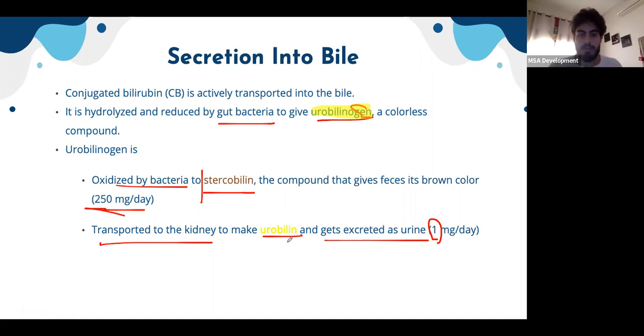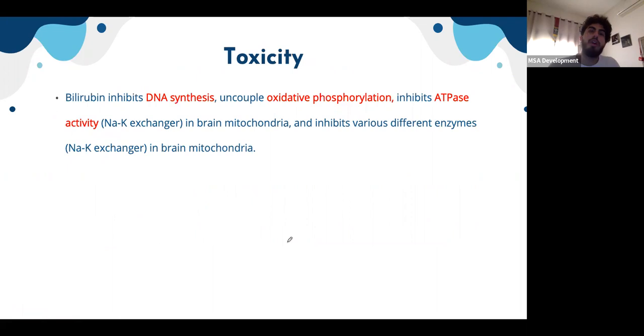Okay, all right. Now toxicity. So why is bilirubin toxic? Why is it bad for our body? Why do we need to get it excreted? It's because it inhibits DNA synthesis. Okay. It uncouples oxidative phosphorylation, so it messes up with our glucose metabolism, and it inhibits ATPase activity, those plasma membrane transports, sorry, that you guys talk about in every block. And these are very, very important. So when it messes up with those transports, it messes up with the interstitial pressure in our cells. Okay.